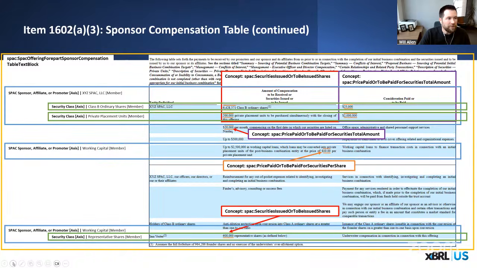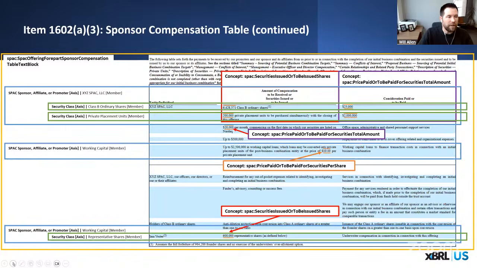So the dimensional information is in the blue and in the green. In the blue, these are one of the areas that Nikki said are one of the few spots that you can extend, if you will. You can't extend concepts, but you can identify affiliates or promoters or sponsors by using their name as a member. So in that first block, you'll see SPAC Sponsor, Affiliate, or Promoter Axis. We have XYZ SPAC LLC. So they're the ones sponsoring this. And then you have two additional dimensions in green there. That's under the Security Axis.